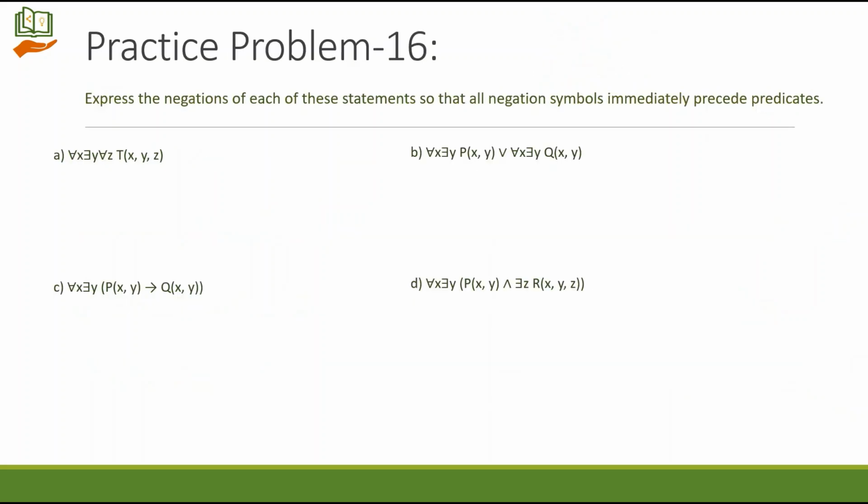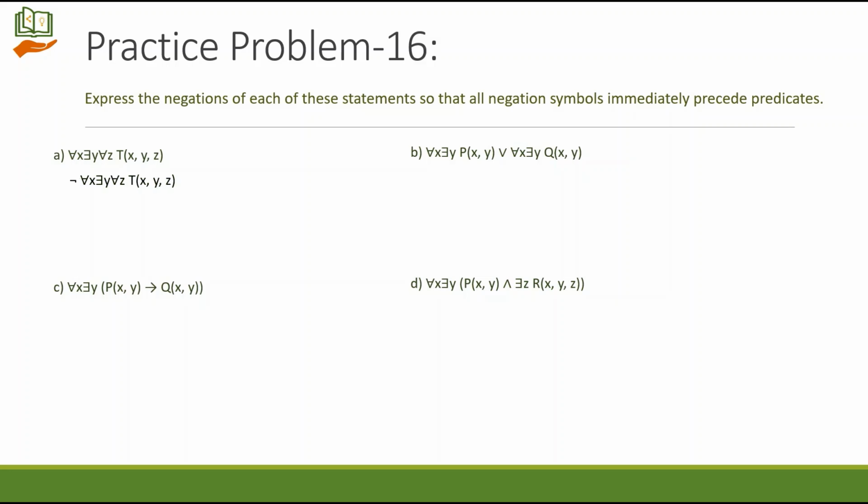Next problem. Express the negations of each of these statements so that all negation symbols immediately precede predicates. It means they are asking us to apply the negations inside all the quantifiers and bring it before the predicates. So bringing it before the predicates is what they mean by preceding predicates. So let's start with A first.